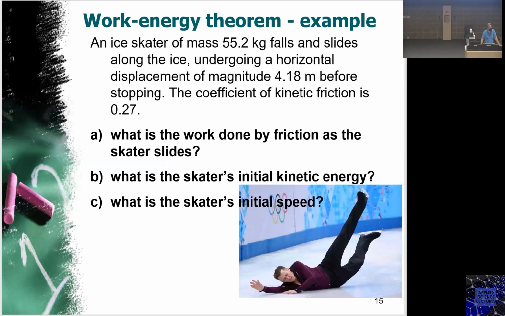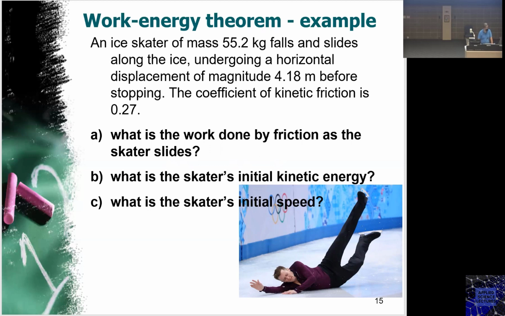So let's do this example. This is our last example for today. We have an ice skater of mass 55.2 kilograms who falls and slides along the ice, undergoing a horizontal displacement of magnitude 4.18 meters before stopping. Pay attention to the word stopping and how that word is being interpreted. The coefficient of kinetic friction is 0.27.